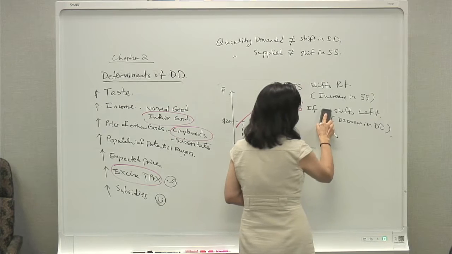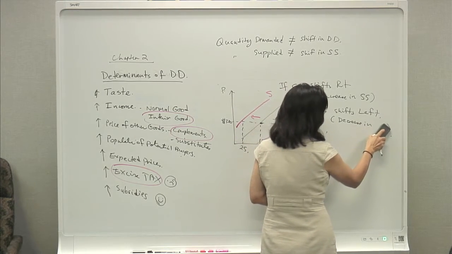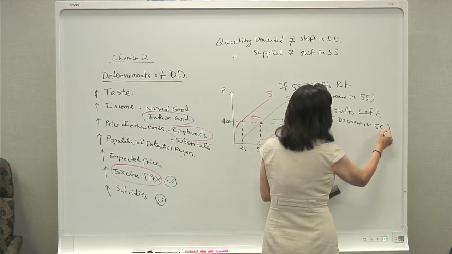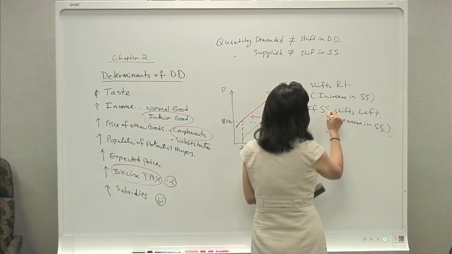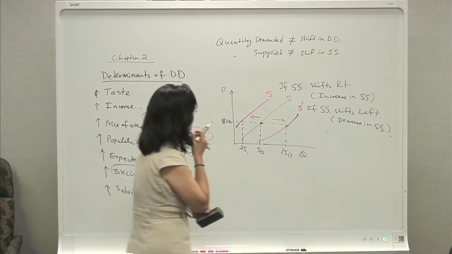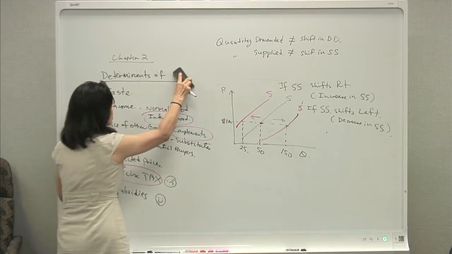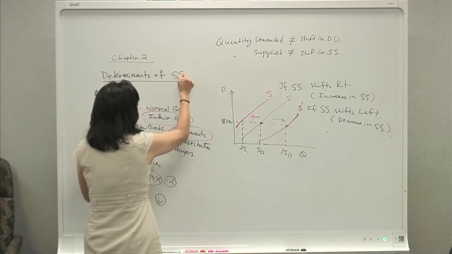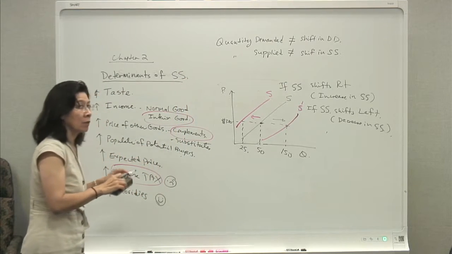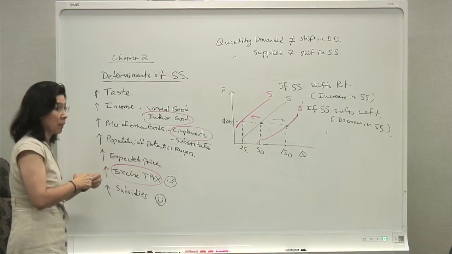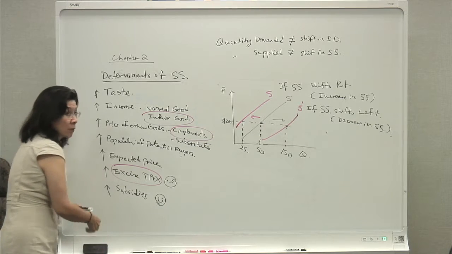If the supply curve shifts left, it means decreasing supply. Okay, so that's how it is. And then we're going to look at some of the determinants of the supply curve now. I want you to pay attention that the determinants of the supply curve and the demand curve are very different.